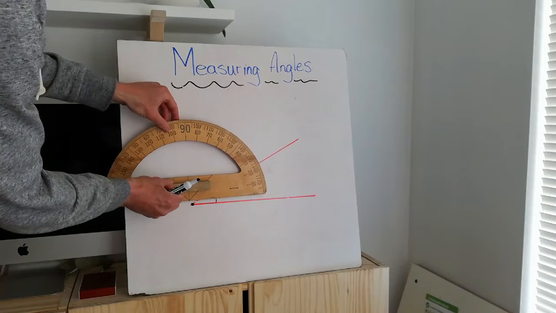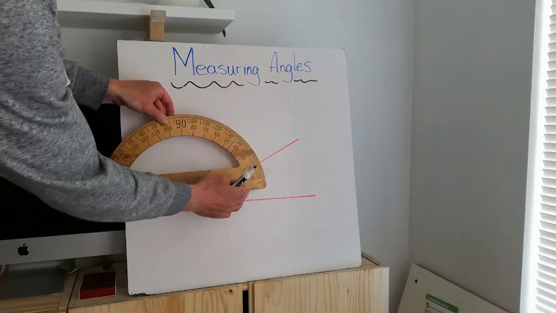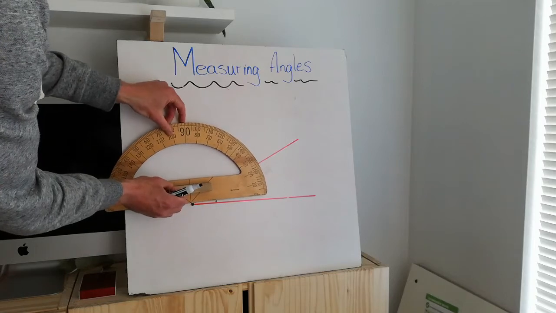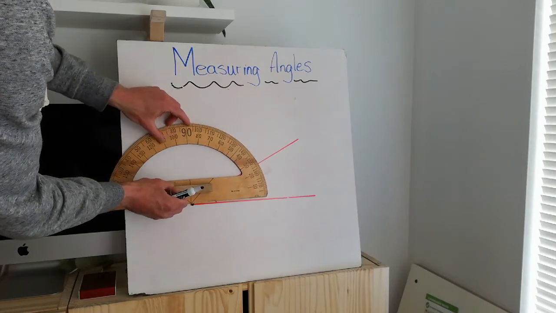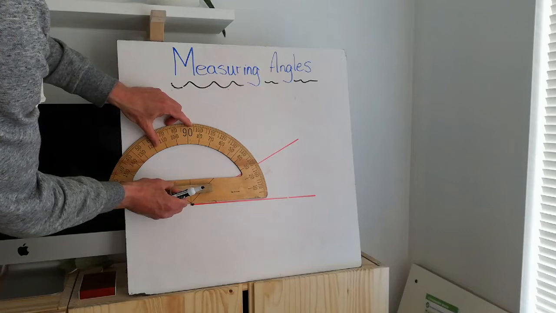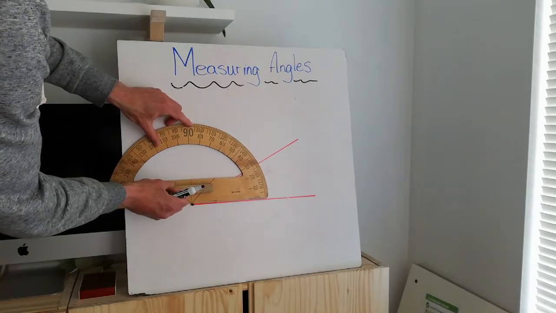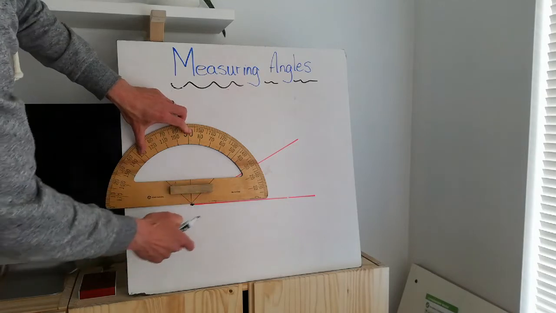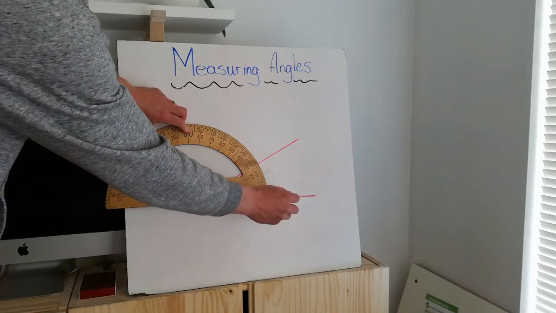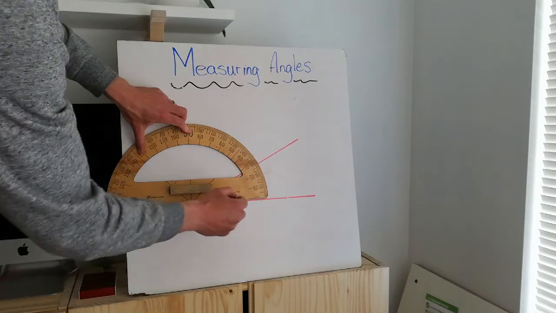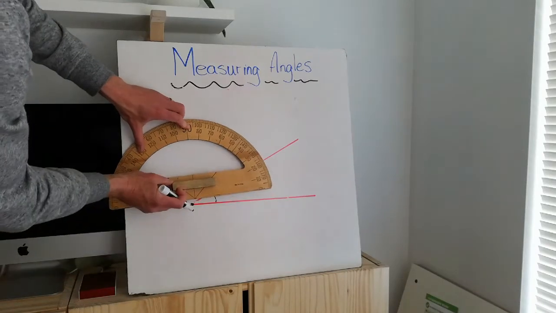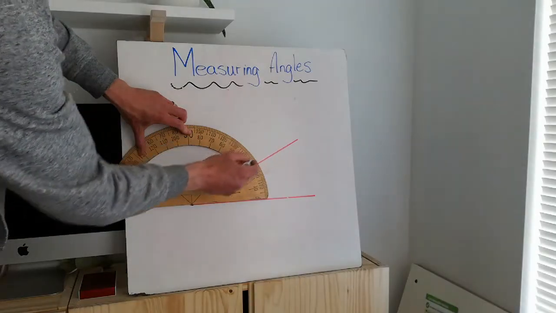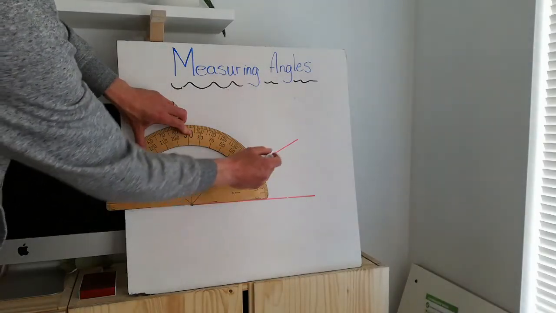And the other key thing is that the 0 line goes right against one of the angle lines. Okay, so once I have it lined up like that, and again, you want to be very accurate to line it up as perfectly as you can. So once I have it lined up correctly, the 0 line is right where the one line is. Then all I have to do is read on the protractor where the other line is coming out.